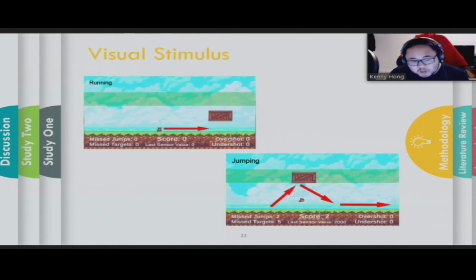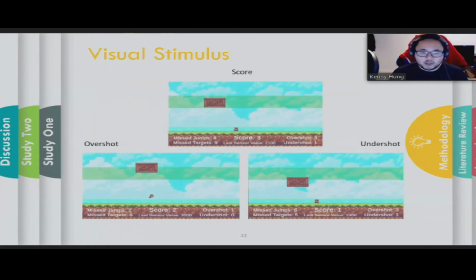The visual stimulus consists of a fox running across the screen, and when you compress the ventilator, it will make the fox jump and attempt to hit the crate. There are 3 possible outcomes when you hit the crate. You can either score if you reach within the 20 to 25 centimeter water goal. If you hit too much pressure, you'll get an overshot. Too little pressure will result in an undershot.